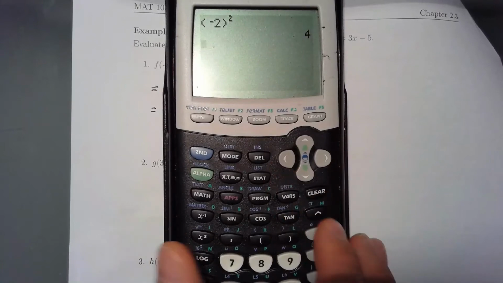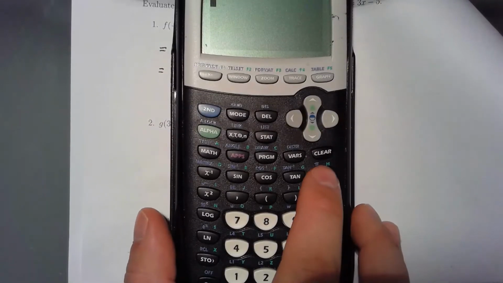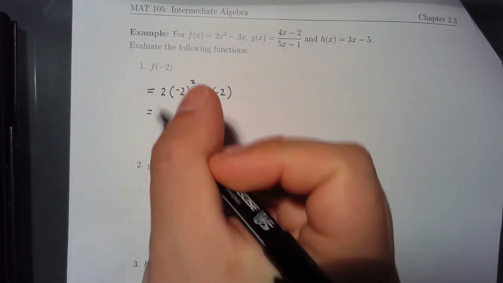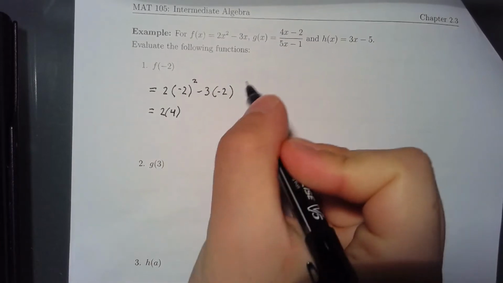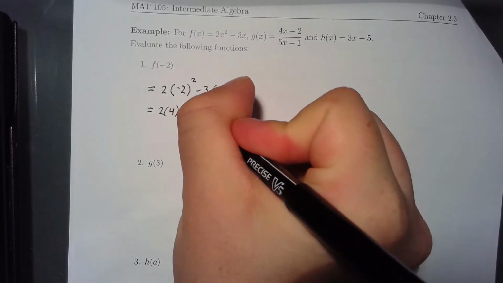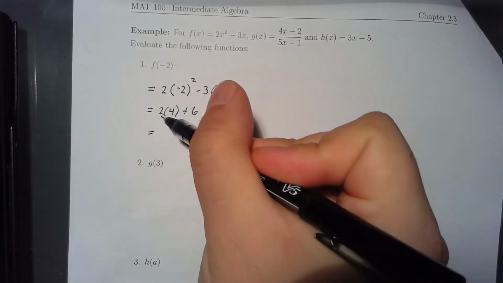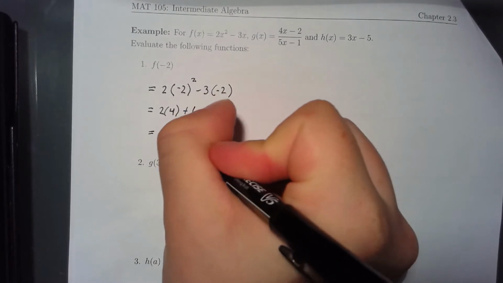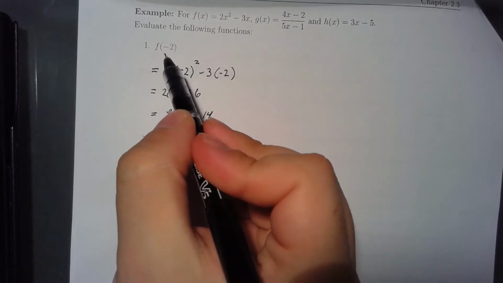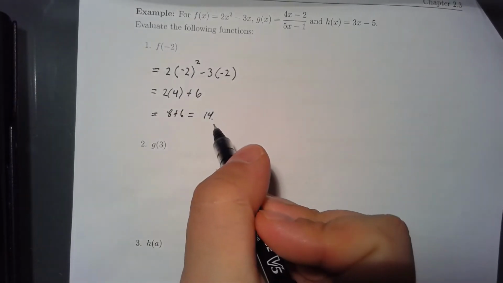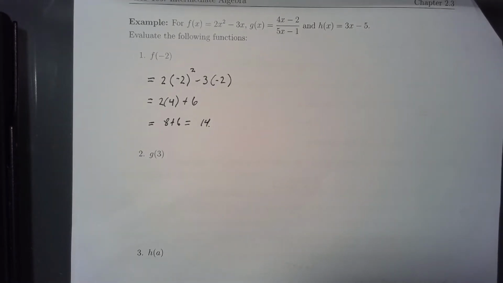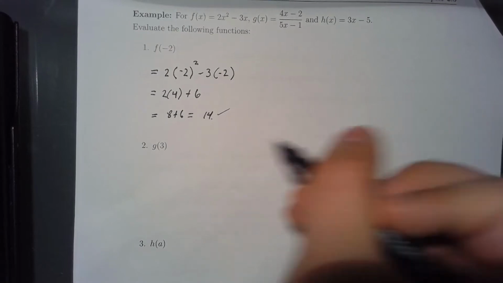When we get to the section that deals with exponents, I'll show you that later, but this is going to be caret 2, right? So that's going to be 4. So this will be 2 times 4, and then minus 3 times minus 2 is positive 6. 2 times 4 is 8, plus 6. 8 plus 6 is 14. So my input in this function was negative 2. My output was 14. And that's it.